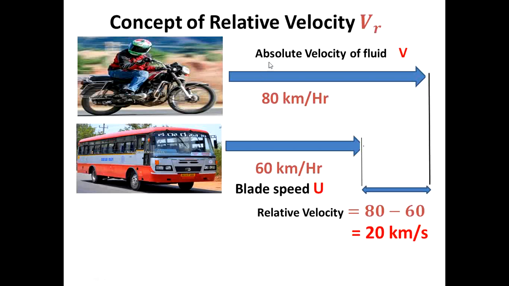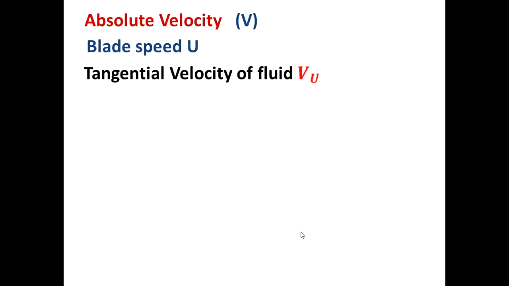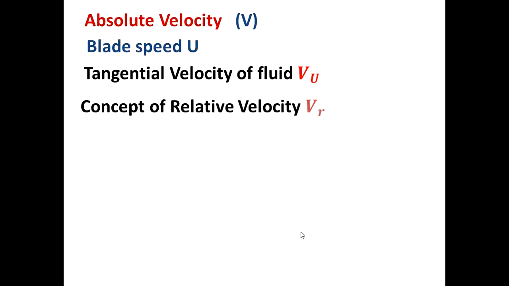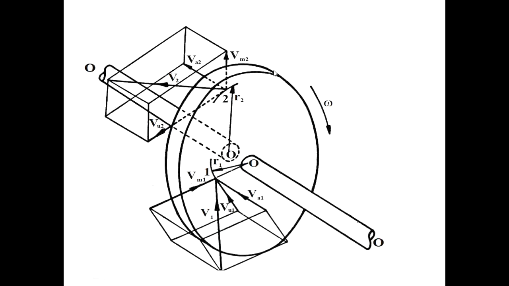So you can assume that the absolute velocity of the fluid is V and the blade velocity is U. Therefore V minus U gives 20 km/h. This is the relative velocity VR. VR is equal to V minus U. Absolute velocity, blade velocity, tangential velocity, relative velocity, radial speed, everything I have explained to you. The blade speed is omega times R, which gives the blade speed U, and then the axis, these are all the things.